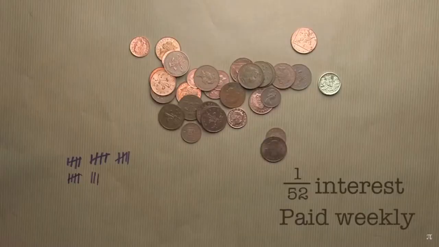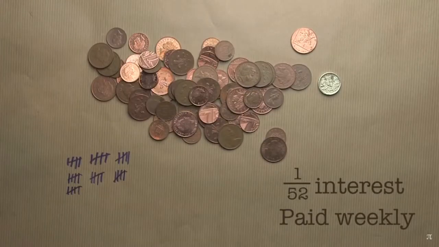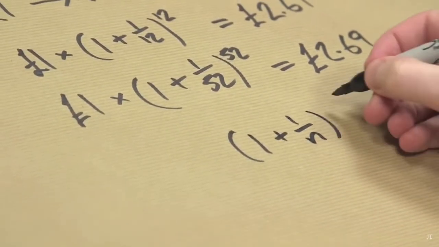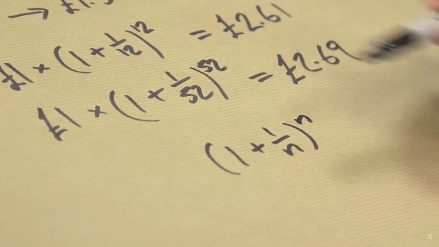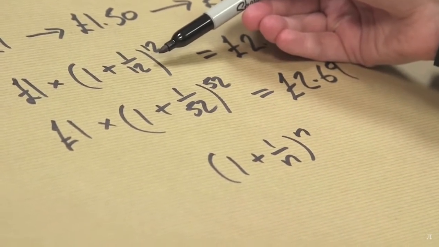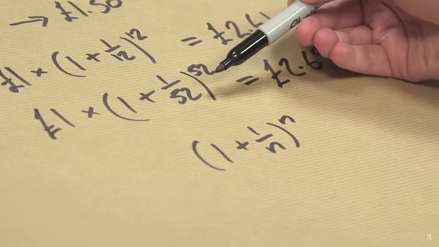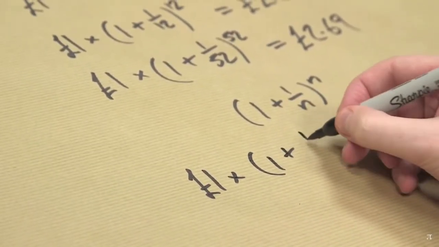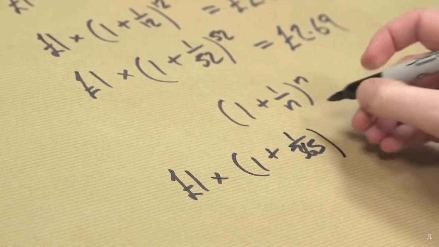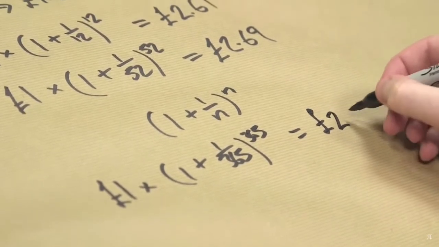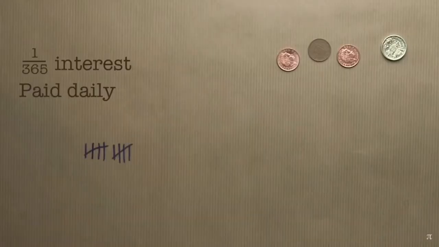In general, you might be able to see a pattern happening here. In general, it would look like this. You'd be multiplying by 1 plus 1 over n to the power n. Hopefully you can see that pattern happening. So here n is equal to 12 in 1 year, if you do it every month; 52 if you do it every week. If you did it every day, it'd be £1 multiplied by 1 plus 1 over 365 to the power 365. And that's equal to £2.71.